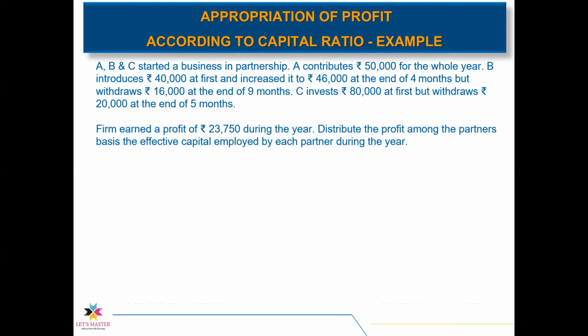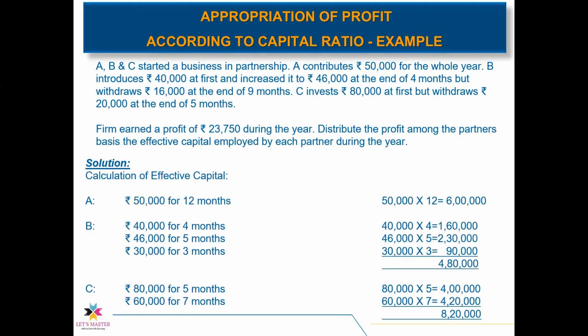So for that, what we will do is we will calculate the effective capital employed. For A, the calculation is very simple because there was no change in the amount of capital contributed by A. So we have multiplied 50,000 by 12 months, because for the entire 12 months, the contribution of capital by A in the firm was rupees 50,000.